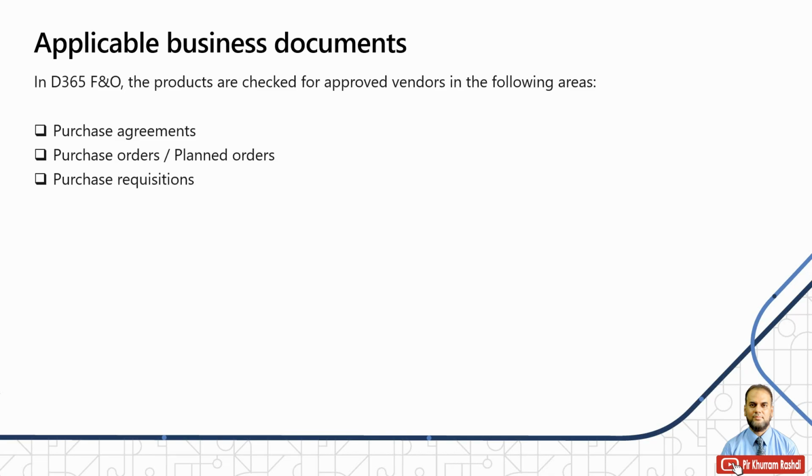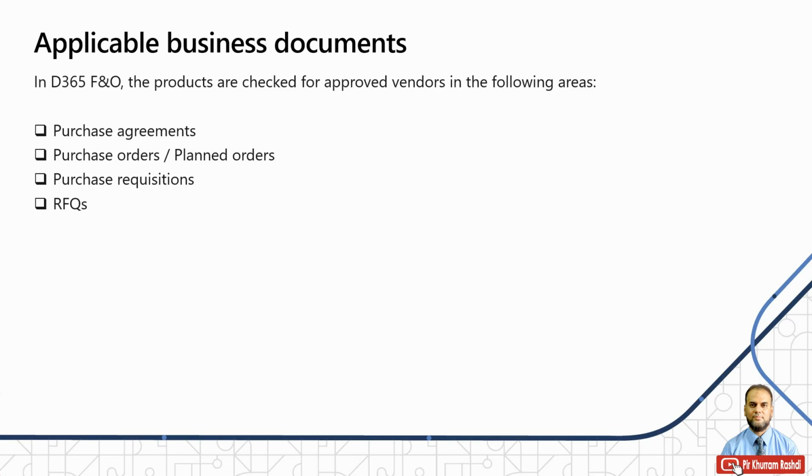Purchase requisition is a request or need for new products, which include items and services, that can go through RFQ and purchase orders. So this method of checking approved vendors will also be applied in purchase requisition. Then there are RFQs, or requests for quotes, which are generated based on purchase requisitions in the system.